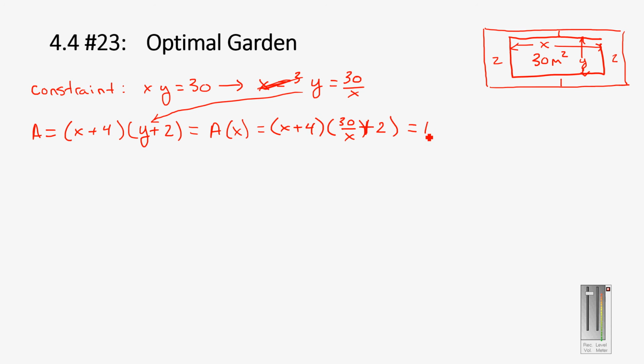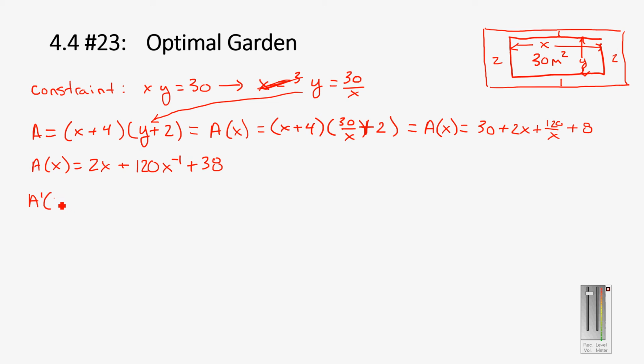Okay? And I can take that a little bit further here. A of x: x times 30 over x is just 30, plus 2x plus 120 over x plus 8. Now I've got my actual A of x, which is equal to 2x, and I'm going to write this 120 over x as 120 times x to the minus 1, plus 38. I just think it's easier to take the derivative there.